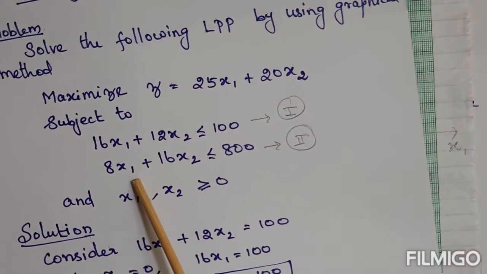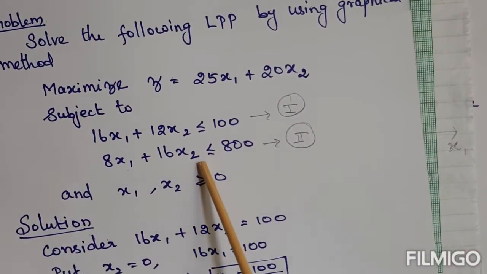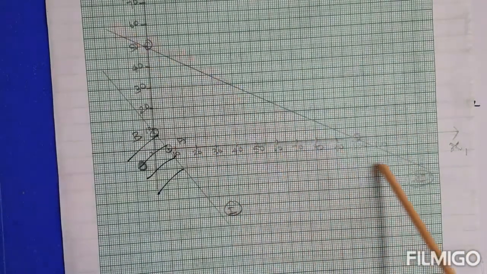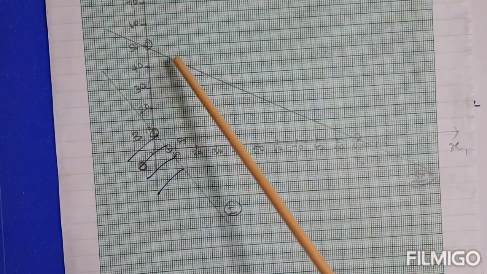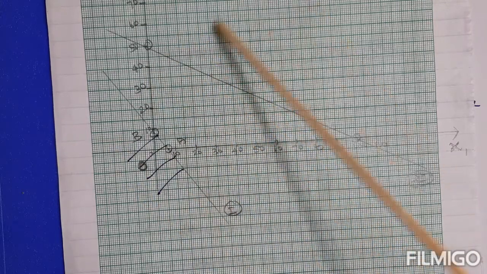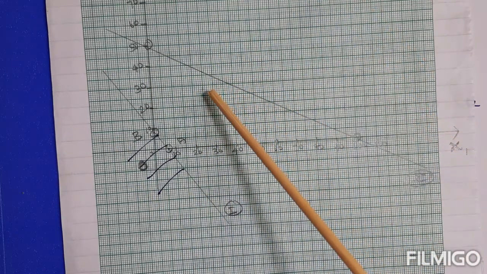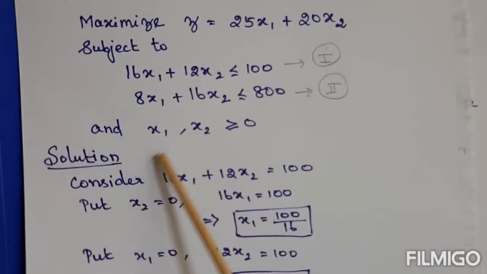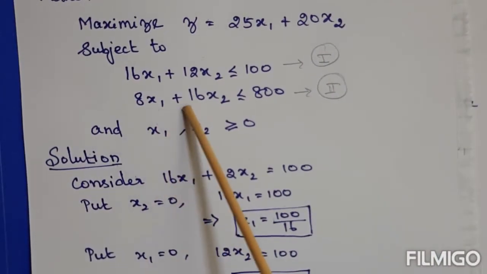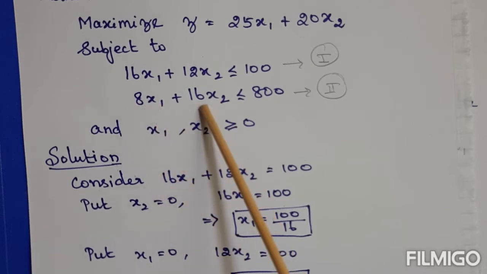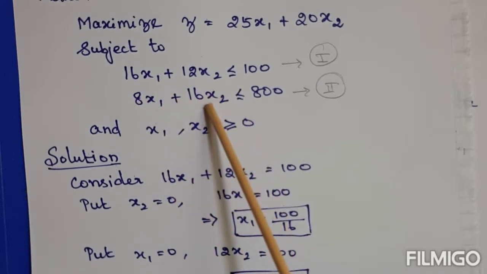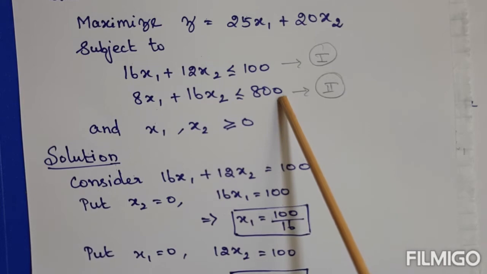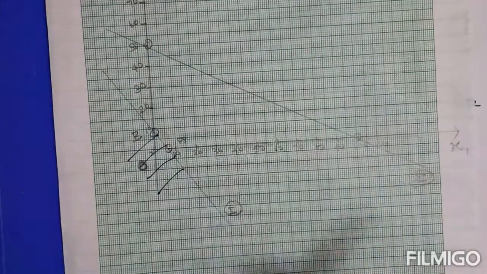Now, let us go to the second constraint, 8x1 plus 16x2. I plot the line here. Now, we have to find out either this region or that region. Also we have to check with one point. Now, also I take the origin 0, 0. I put 8 times of 0 plus 16 times of 0. What is the value? Here we get 0. 0 less than or equal to 800. That is true. Then this is the region.